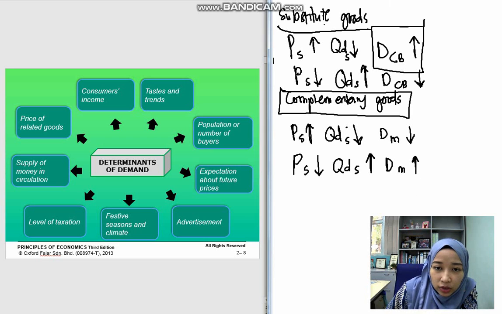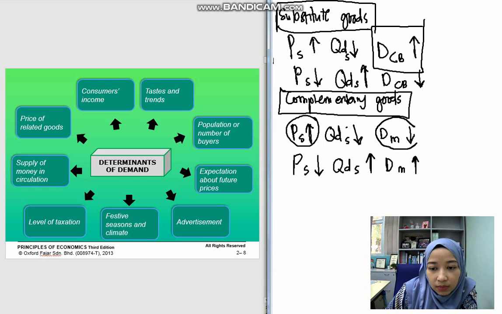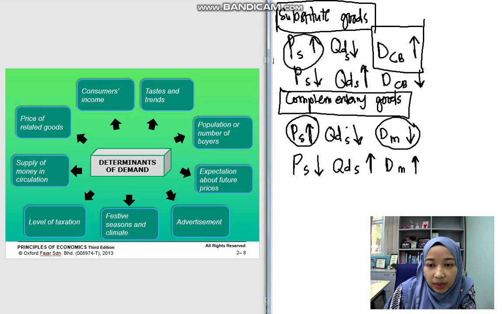Okay, so for the case of substitute goods, the relationship between the price of substitute goods is positive. When the price of Starbucks increases, the demand for Coffee Bean will increase. For complementary, when the price of Starbucks increases, the demand for the complementary good will decrease. So negative relationship. Okay, so that is the price of related goods, and how it gives an impact on the demand of a certain product.